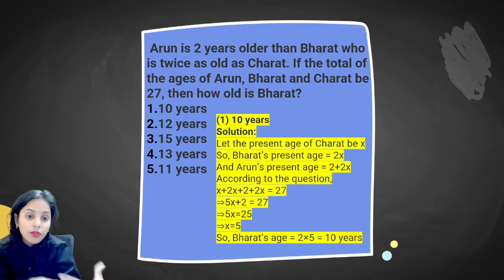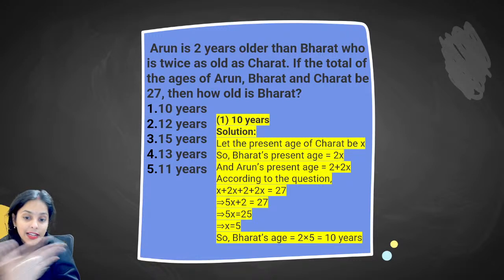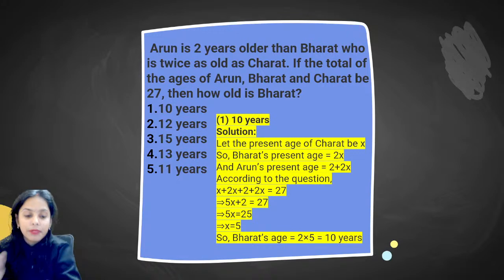So if x is equal to 5, then 2 times x, that is 2 times 5, is equal to 10 years. Simple, finished, done, sorted, khatam ho gaya.